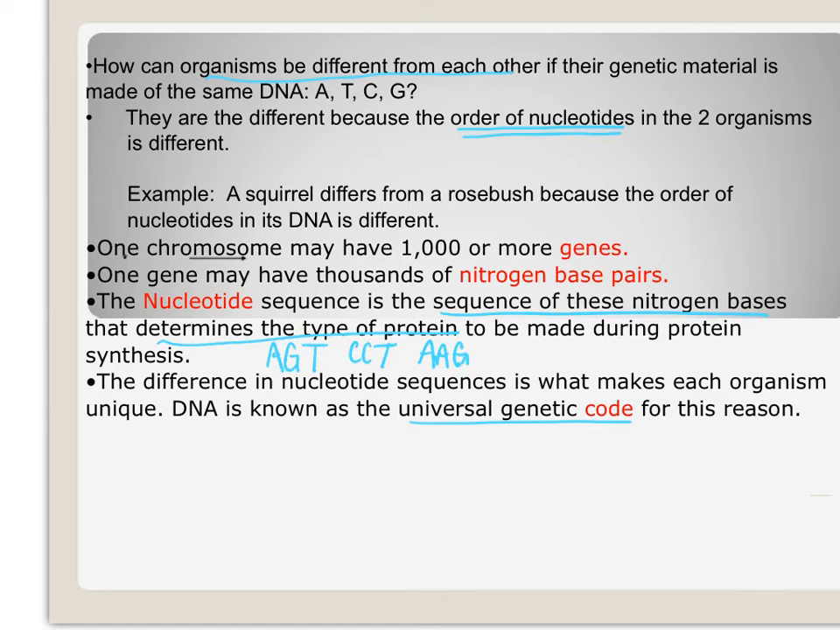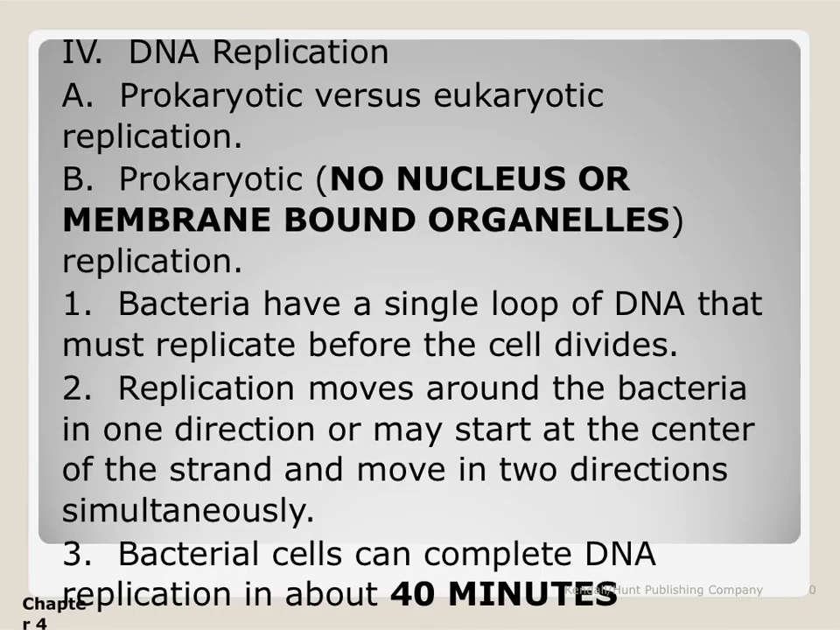So again, your nucleotide sequence might be like A, G, T, C, C, T, A, G. That would be a nucleotide sequence. That is what makes each of us different, because it might be a couple letters off. So that brings us to DNA replication.